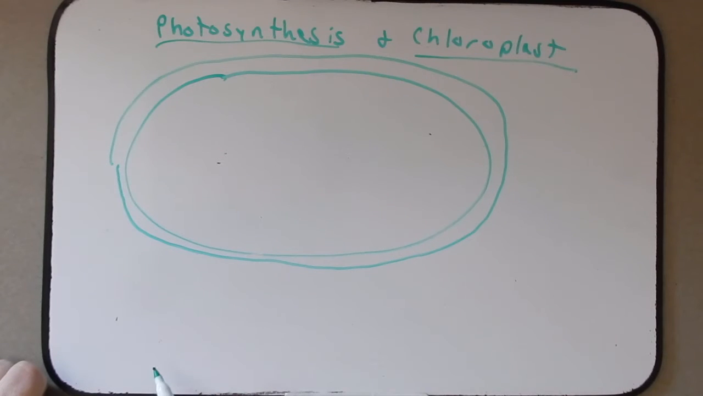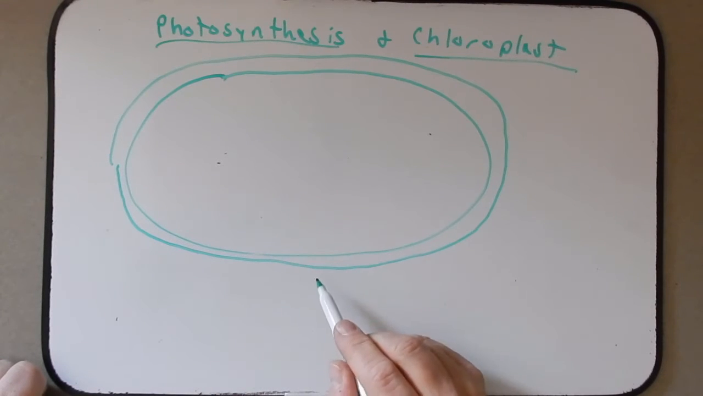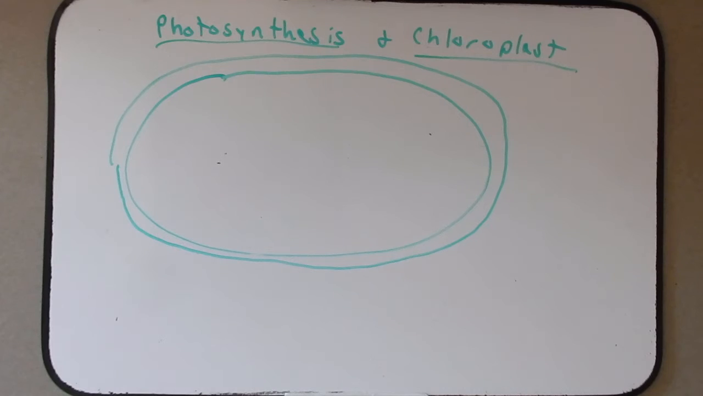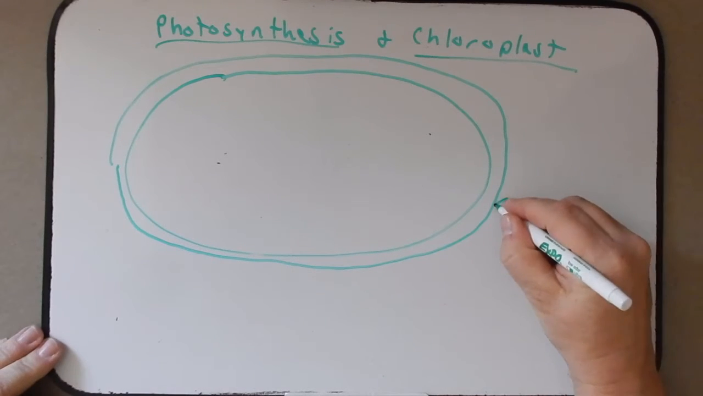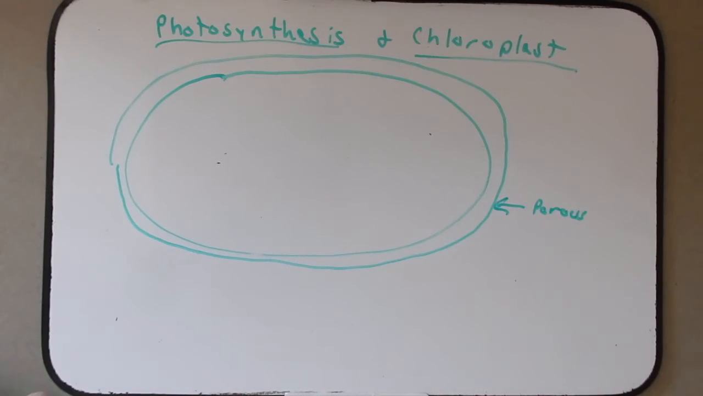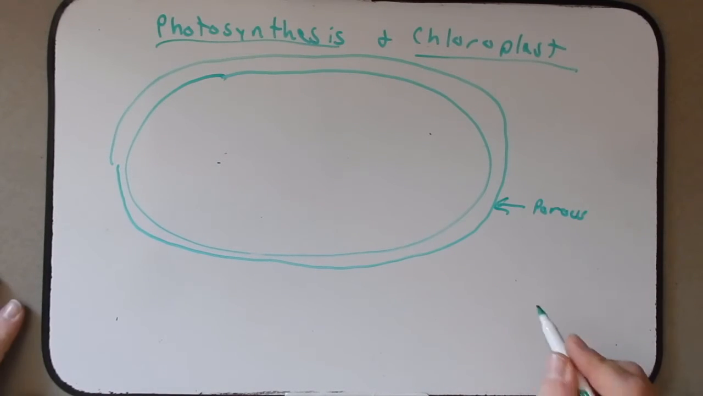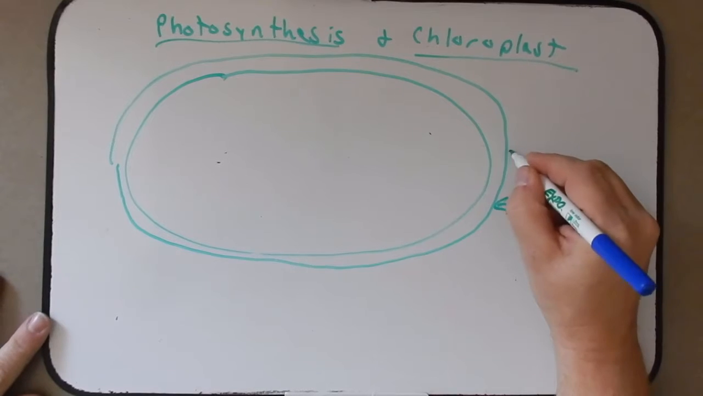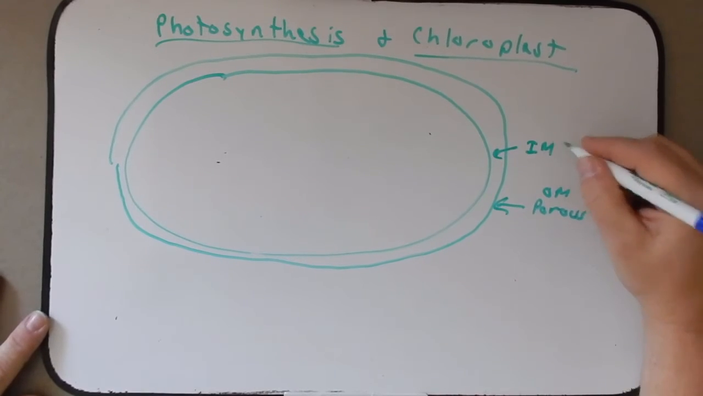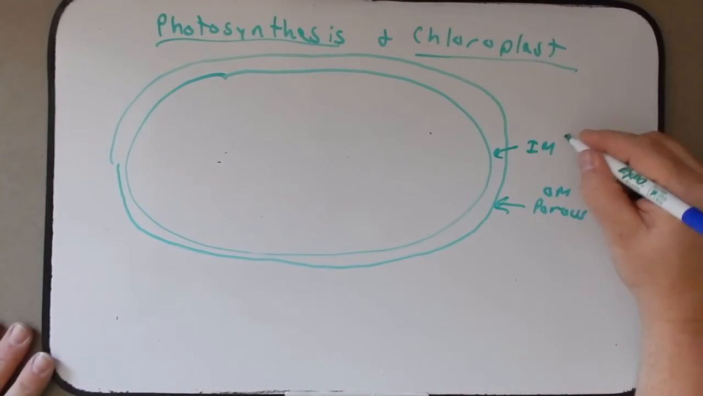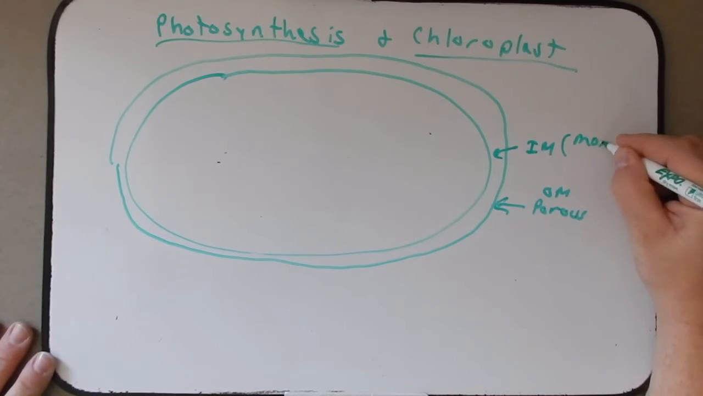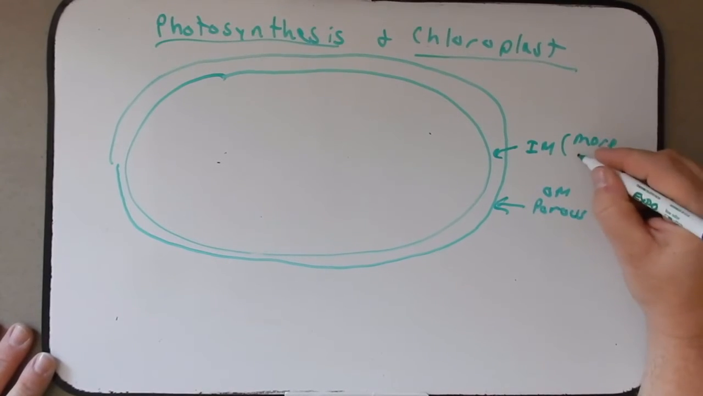Like the mitochondria, the chloroplast also has 2 membranes. Like the mitochondria, the outer membrane here is very porous. Lots of things can get across the outer membrane. Not everything, but it's much more porous than our inner membrane. And the inner membrane is much more selective about what gets through, just like the inner membrane of the mitochondria.